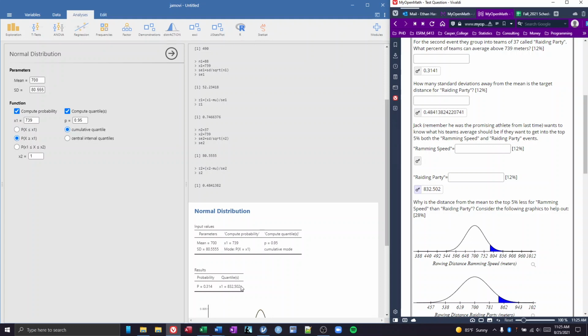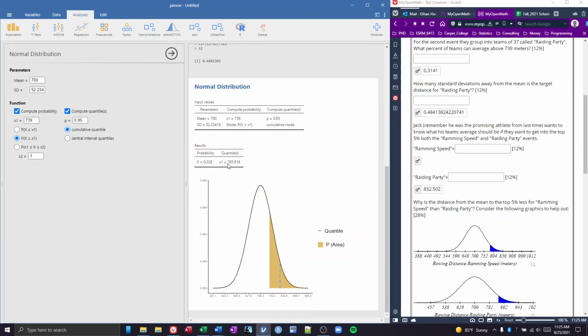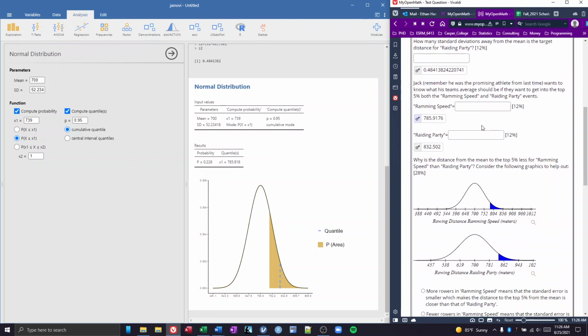And we get 832. Now, if we're going to do the ramming speed, we need to change the standard error back to the first one. So our first standard error, let's get rid of that, is this 52.23418. Enter. And this upper quantile is this 785. And there we go.